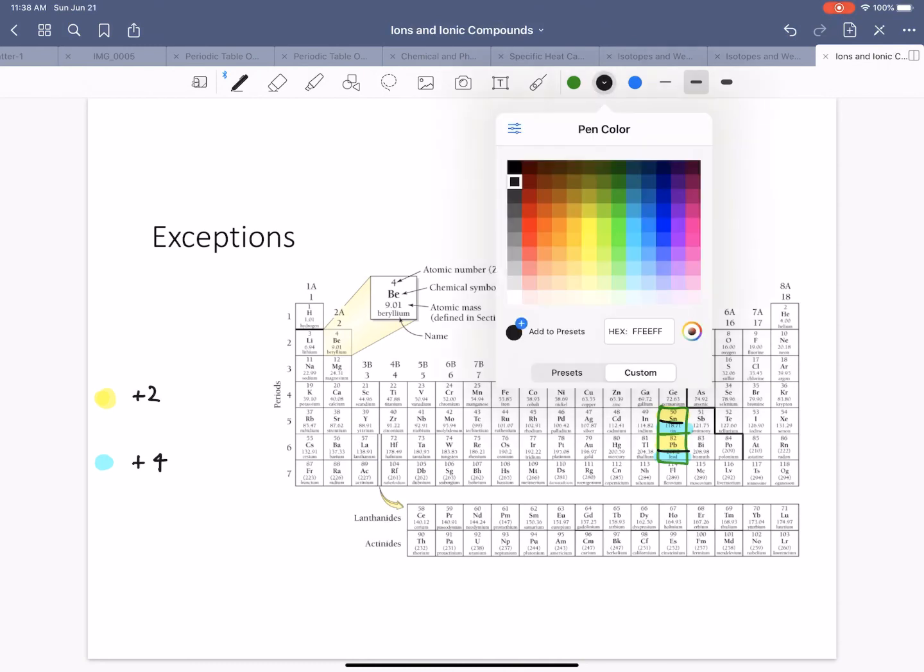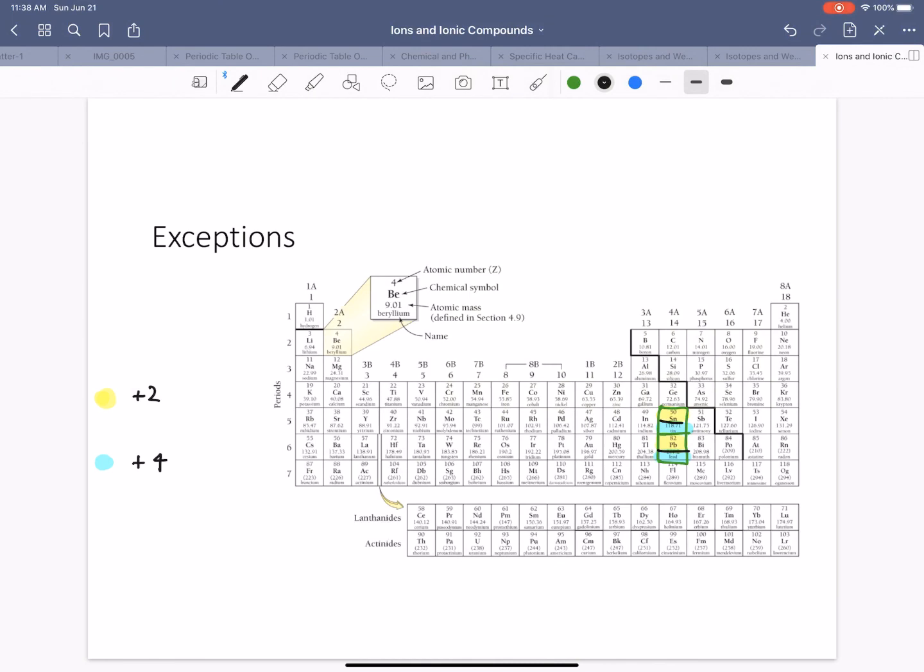The other exceptions are exceptions because they don't have a variable charge. They're in the transition metal area, but have fixed charge. As ions, silver can only have a +1 charge. And then zinc and cadmium can only be +2.